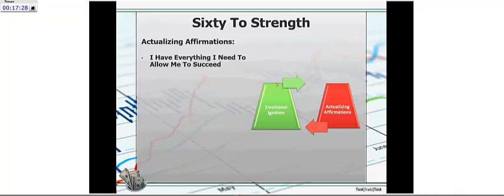So, when you say, I have everything I need to allow me to succeed, it's like, I have everything I need to allow me to succeed. So, you really want to put the energy and the effort because motion creates emotion. So you want to use your entire body to actually do these affirmations. And the reason why I start out with, I have everything I need to allow me to succeed, is because it gives me the permission, right? I give myself permission to succeed, and I recognize that I already have all the tools, the resources, and everything that I need to be successful.